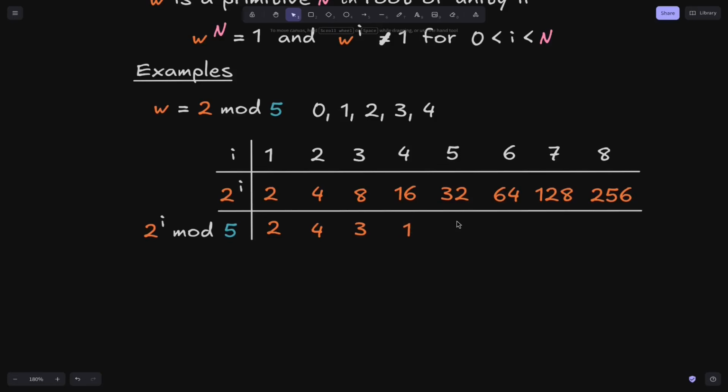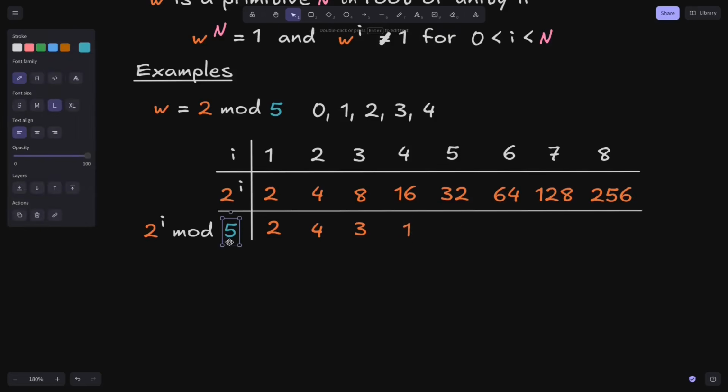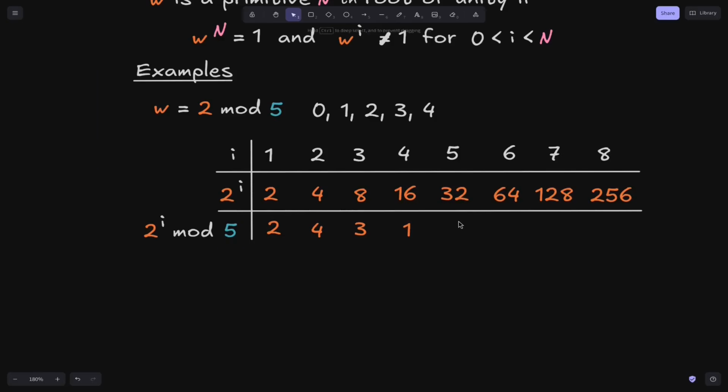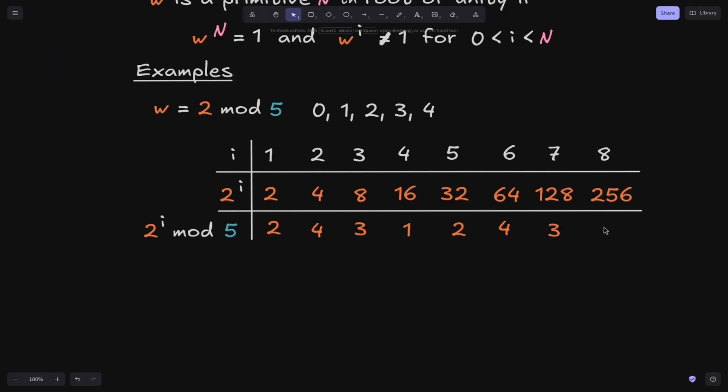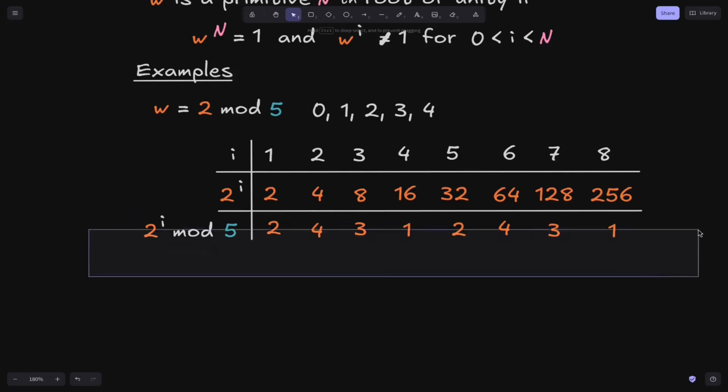How about 32? Well, 5 times 6 is equal to 30. 32 minus 30, we have a remainder of 2. So this is 2 mod 5. 64, 5 divides 60. 64 minus 60 will have a remainder of 4. 128, the number 5 will divide 125, and the remainder will be 3. And finally, 256. Again, the number 5 will divide 255, subtract that, and we'll have a remainder of 1. Okay, so this is our evaluation.